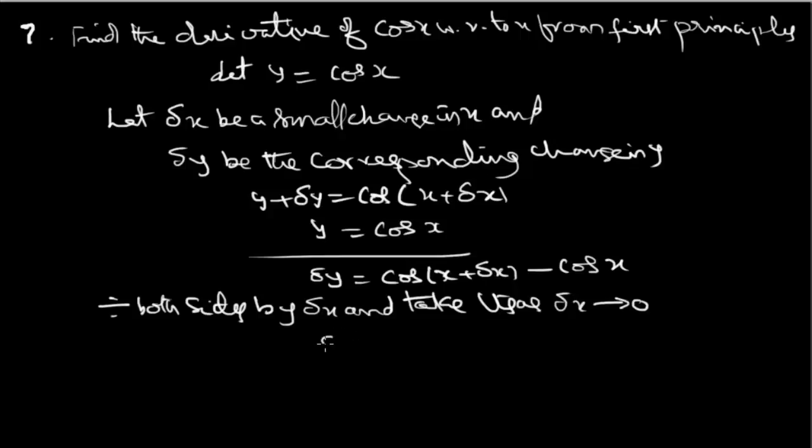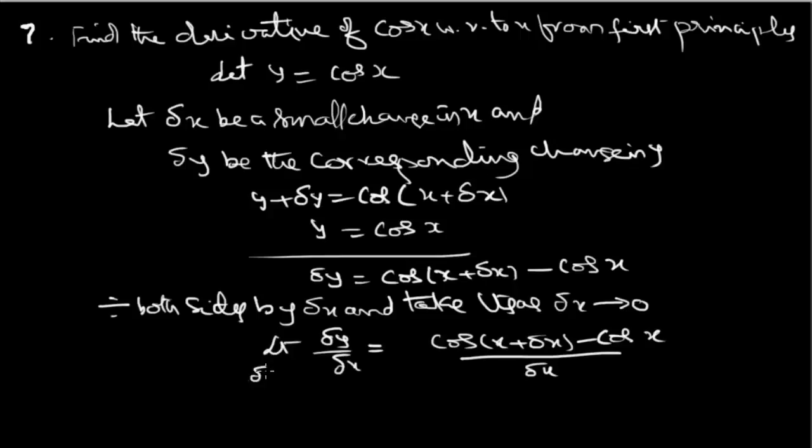So normally we just first of all divide both sides by delta x. Cos of x plus delta x minus cos x by delta x. Now write limit delta x tending to 0 and here also limit delta x tending to 0. This is what as usual we write symbolic notation dy by dx is equal to this limit we have to evaluate.